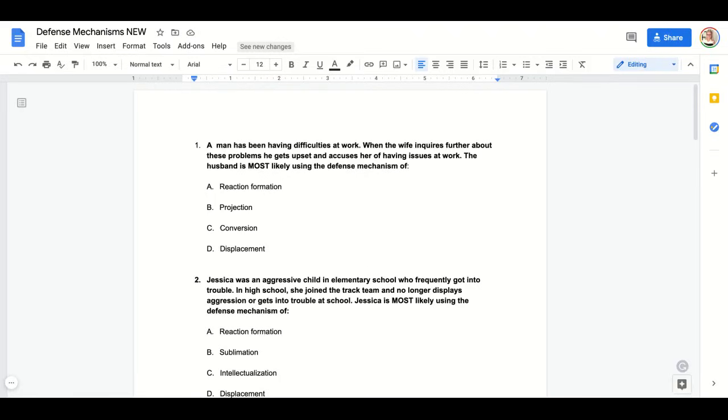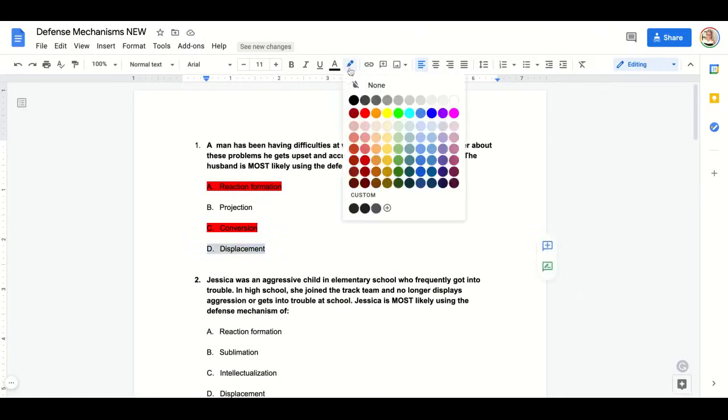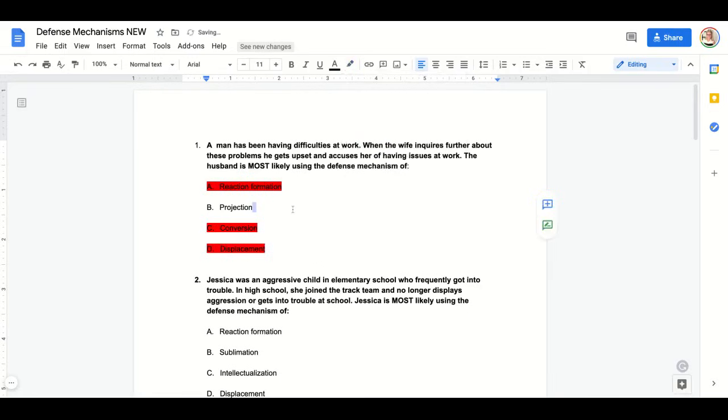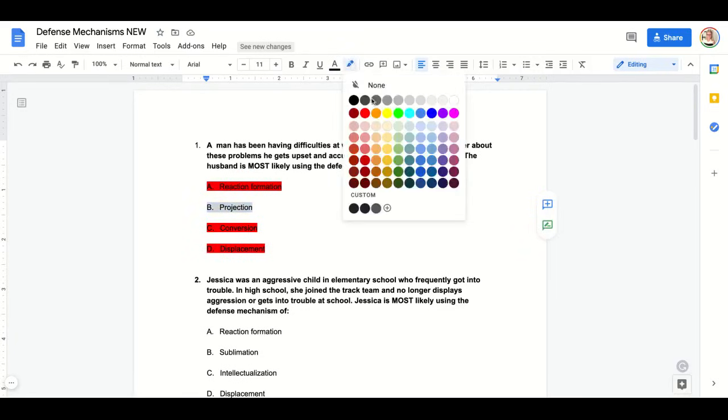Which one do you think here? It's not reaction formation. We're not seeing an outward action that is different from our inside feelings. There are no physical symptoms, so it's not conversion. We're down to those two. Are we projecting here or displacing here? Remember, displacement is usually when I feel some sort of way and displace that anger onto someone else. That's not what's happening here. D is out. What is happening is projecting. I'm having difficulties at work, so I'm projecting this insecurity onto my wife. B is projection.